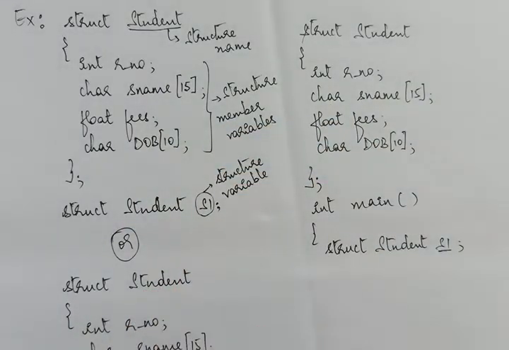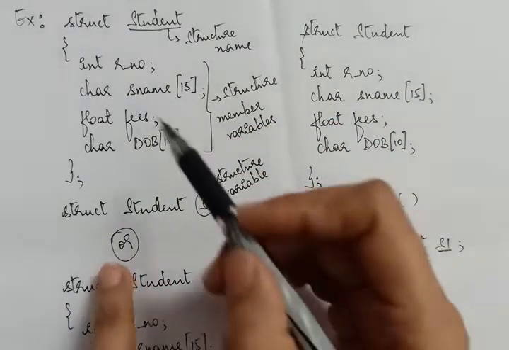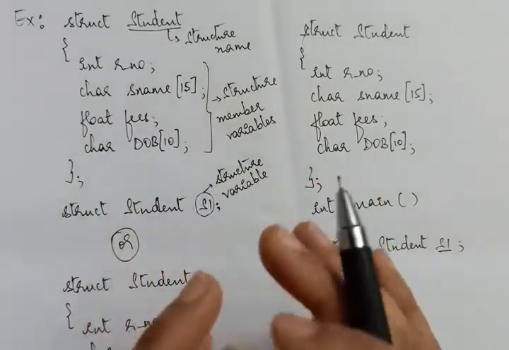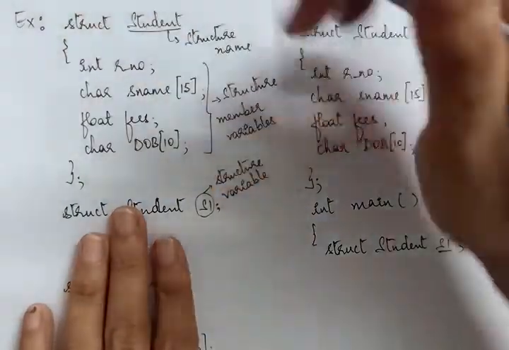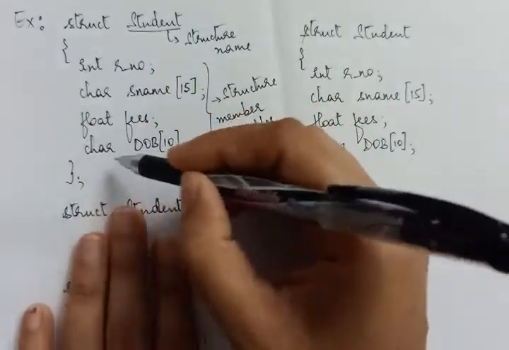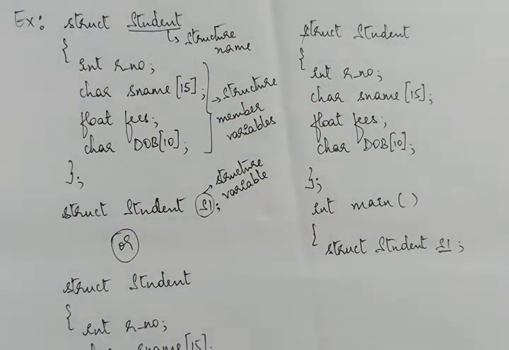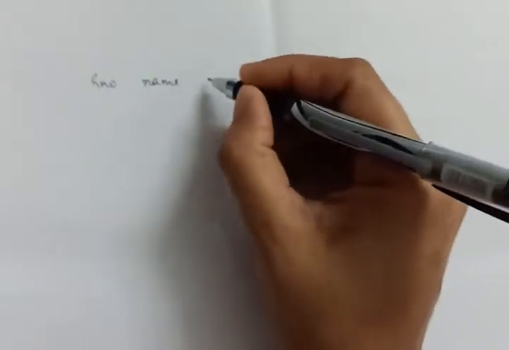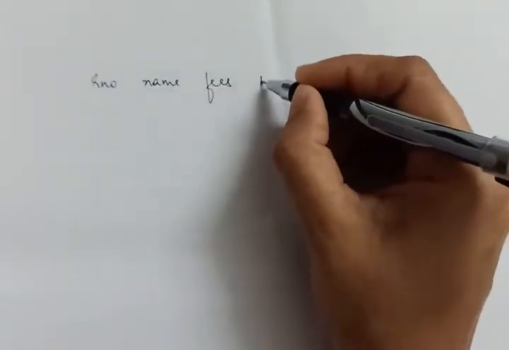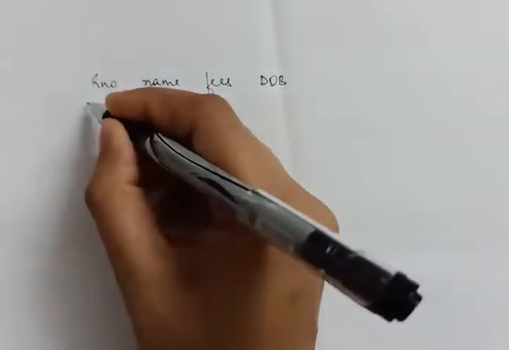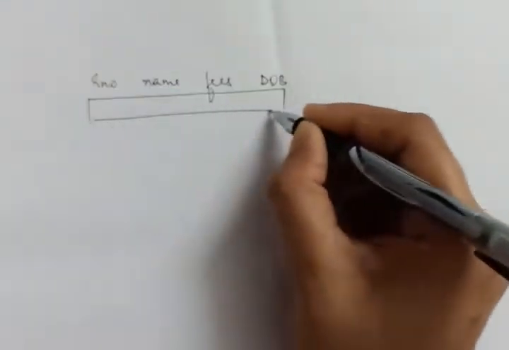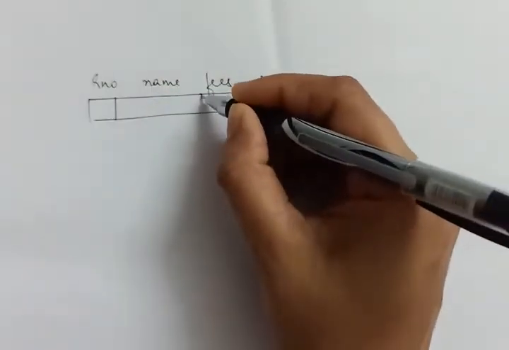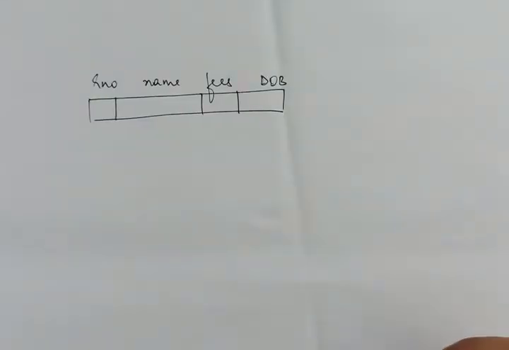So as of now, what you know is that these are the structure members. Apart from that, when you see, these are the variables of these types, right? So the memory would look something like this. Say for roll number, name, fees and DOB, say memory is allocated this way.